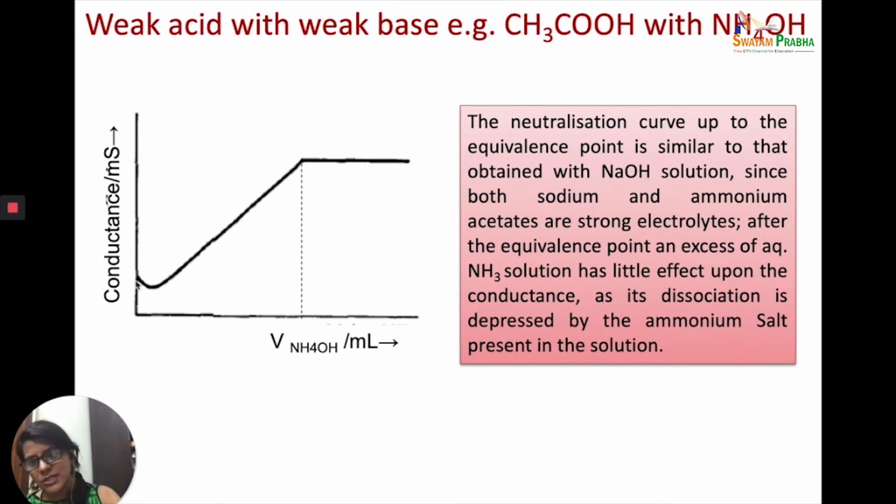So there is initially a very low value of conductance because you have taken a weak acid. Now when you add ammonium hydroxide to it, there is a dip, a decrease in the value of conductance, because acetic acid is being neutralized by ammonium hydroxide, and also its ionization is being suppressed because of the formation of ammonium acetate in the solution. And then there is an increase in the value because ammonium acetate is a strong electrolyte, so there is an increase in the value of conductance.